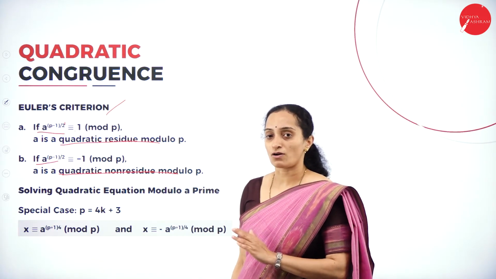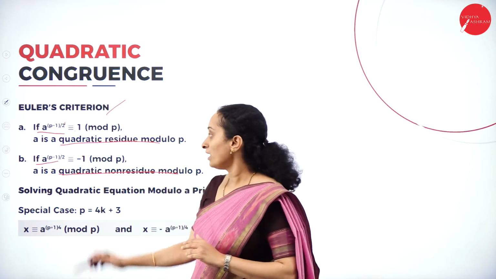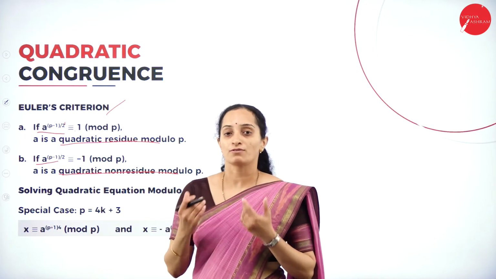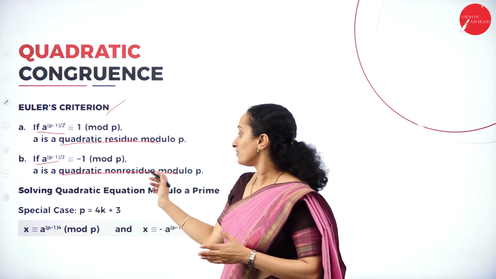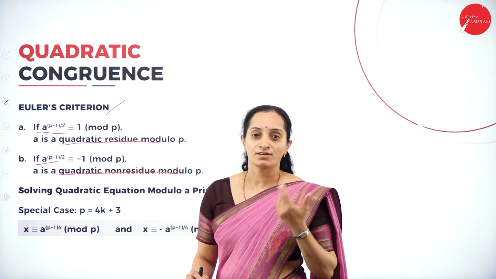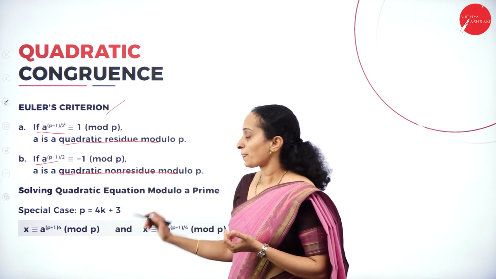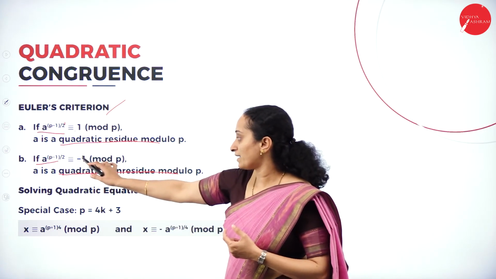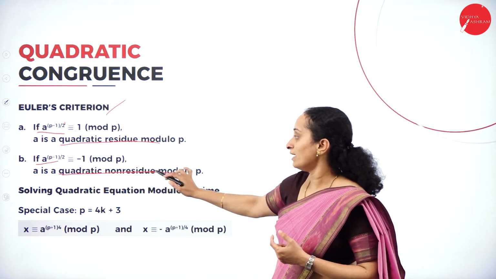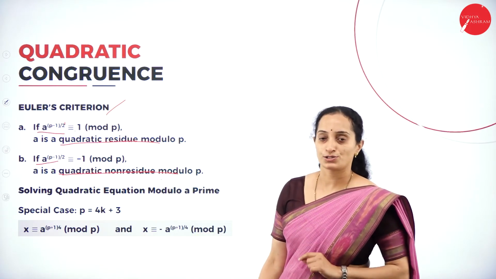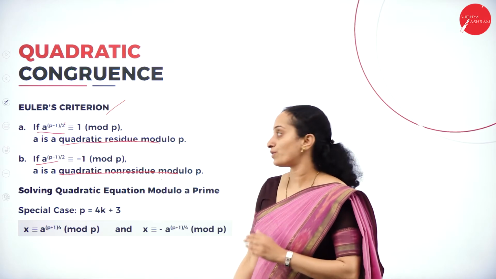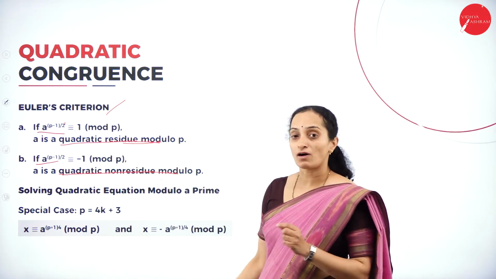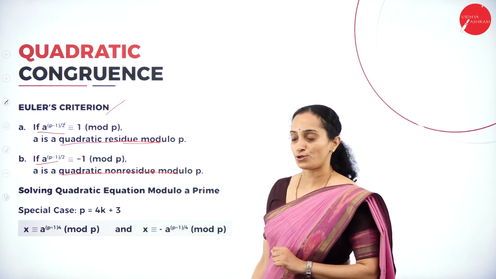So, residue and non-residue. A residue is when a number has more than one solution, more than one factorization. A non-residue is one where you don't have any solution for the number. So if it becomes negative 1, a is the quadratic non-residue of modulo p. If this expression is congruent to 1, it will be the quadratic residue of modulo p.